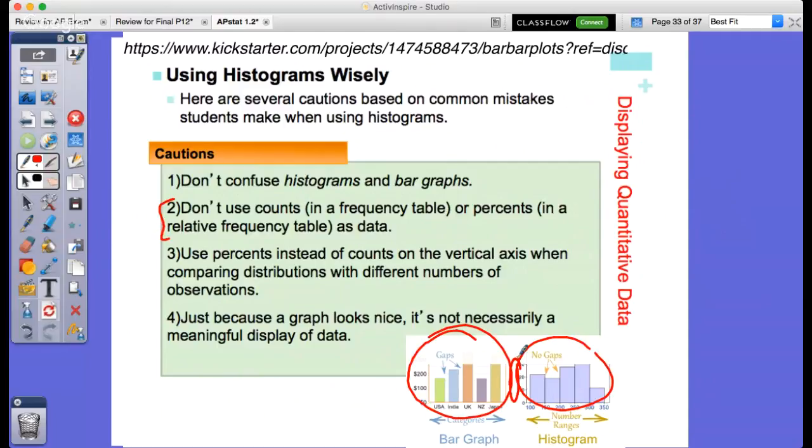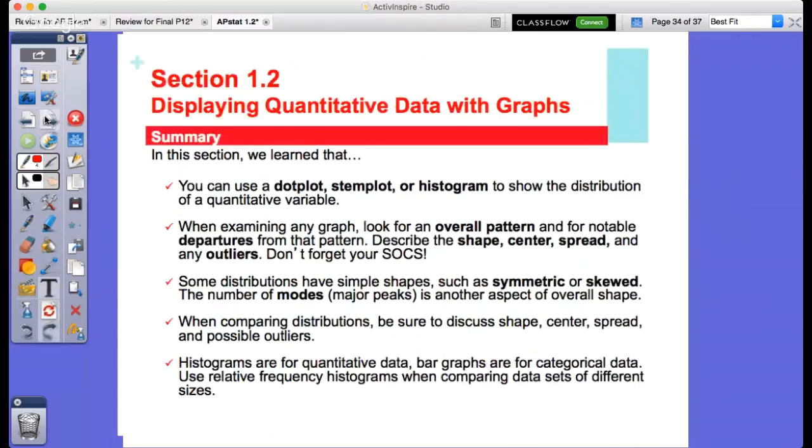Gotcha. Just because a graph looks nice, it's not necessarily a meaningful display of data. Sometimes the way that it's set up throws off or gives a picture that's really not true. So it's important to make sure that when you label it, that it's accurate. And if it's categorical, you follow a bar graph. And if it's quantitative, you do a histogram.